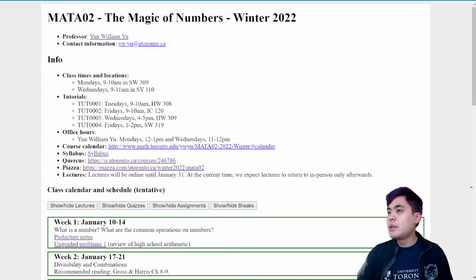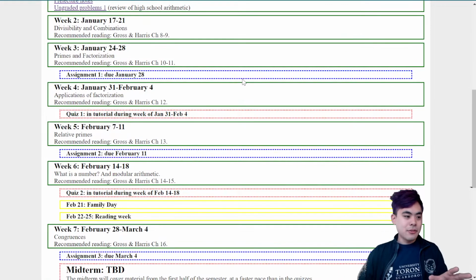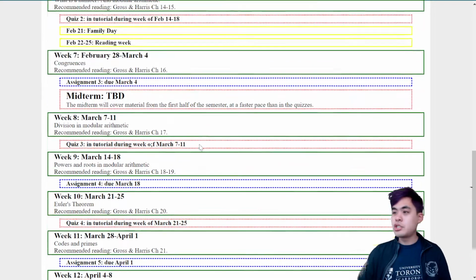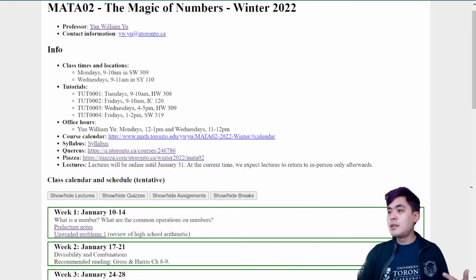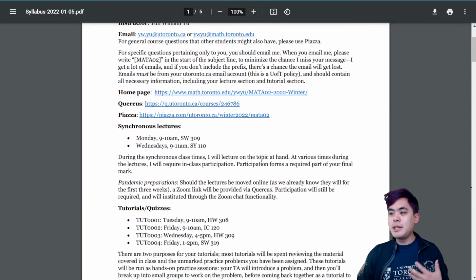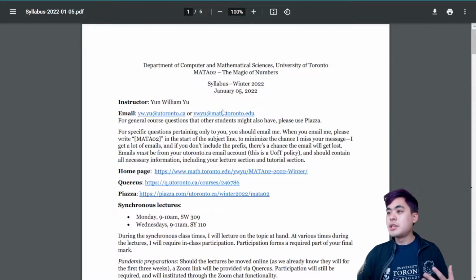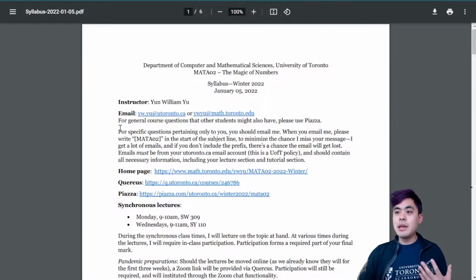So note that the main class website is here. It is linked to on Quercus. We have a tentative course calendar. Some of these things are still subject to change, such as the date of the midterm and final, which aren't assigned yet. We'll have several different ways of communicating with each other. You can always, of course, send me an email.